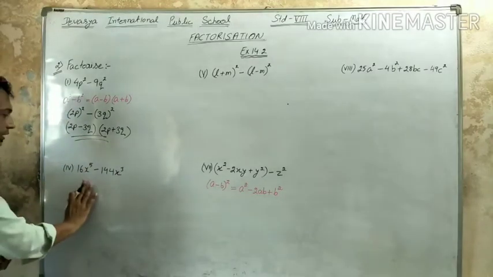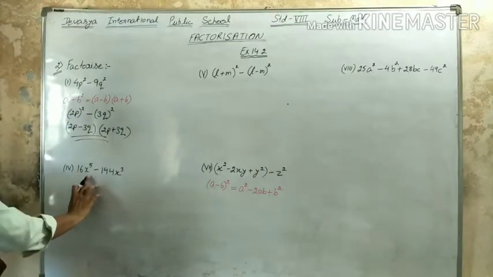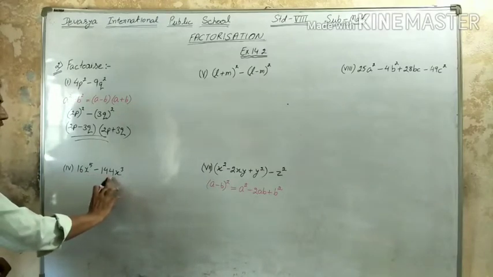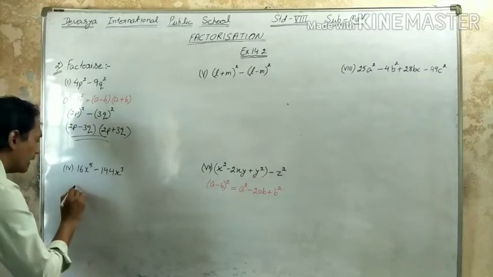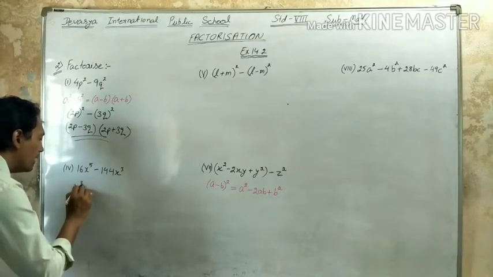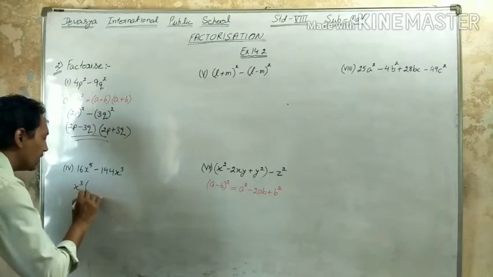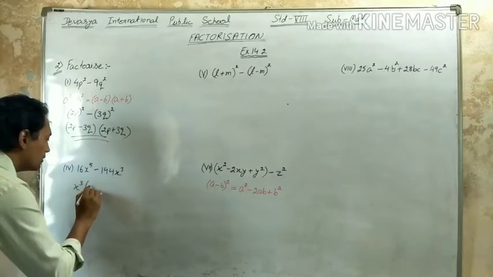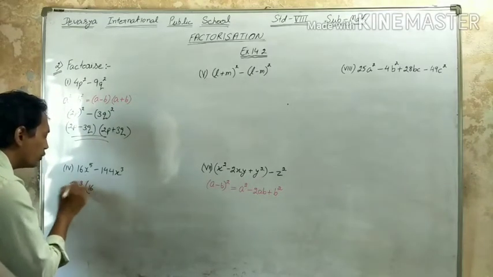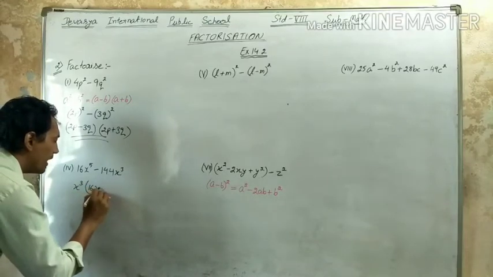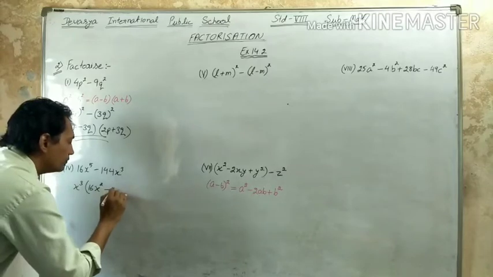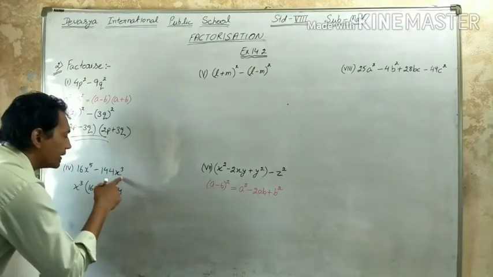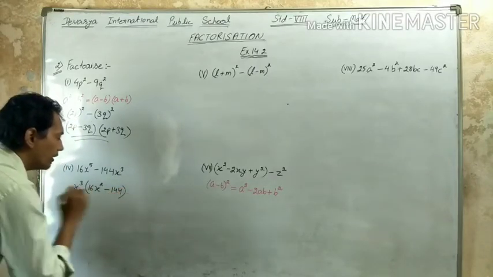Now look at this. There is 16x raised to 5 minus 144x cube. So we need to take x cube as common. Okay, so I am taking x cube as common. The rest of the thing I am writing inside. x cube has been taken common, so we have 16x square here minus 144, and x cube has been taken common here, so nothing remains here.